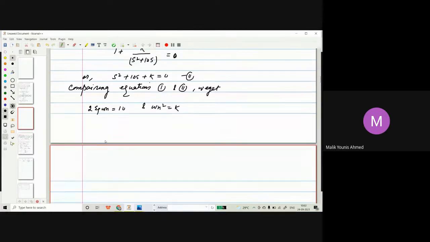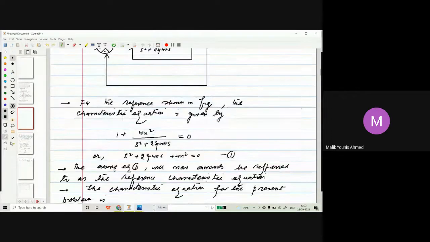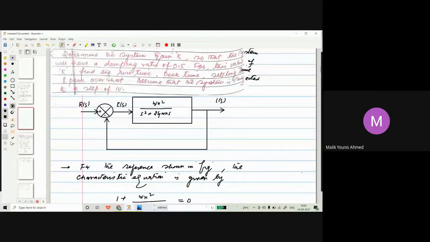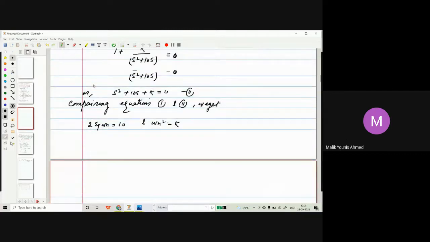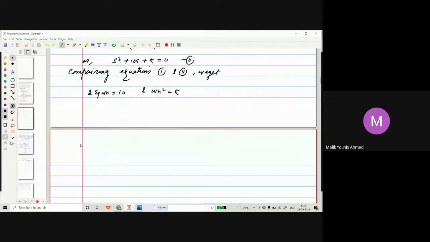Xi is given. We have a damping ratio. He has to give it, otherwise we will not be able to find the value. So the system will have a damping ratio of 0.5. So xi is given to us, xi is 0.5. That means it's an underdamped system. So when xi is 0.5, we can get the omega value. Omega n from the above will be 10 divided by 2 into 0.5, and that omega value we'll be getting is 10 radians per second.